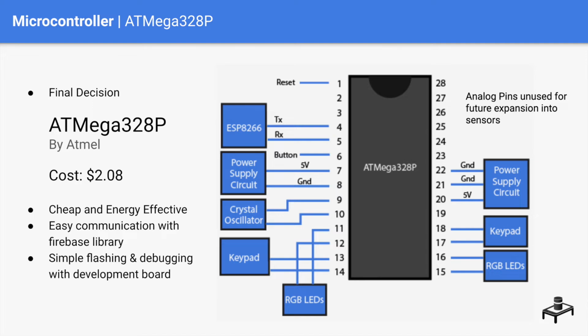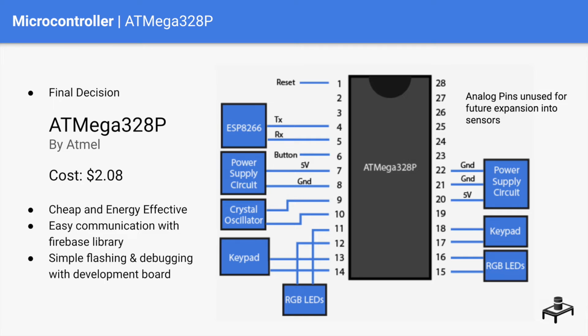The Atmega 328P microcontroller was run at 5 volts to take advantage of its 16 MHz processing capabilities using a crystal oscillator. As shown on the image on the right, pin 1 is used as a reset switch that is kept at VCC with a pull-up resistor. Pins 4 and 5 are used for UART serial communication with the ESP8266. Pin 6 is used for confirmation using a push button.